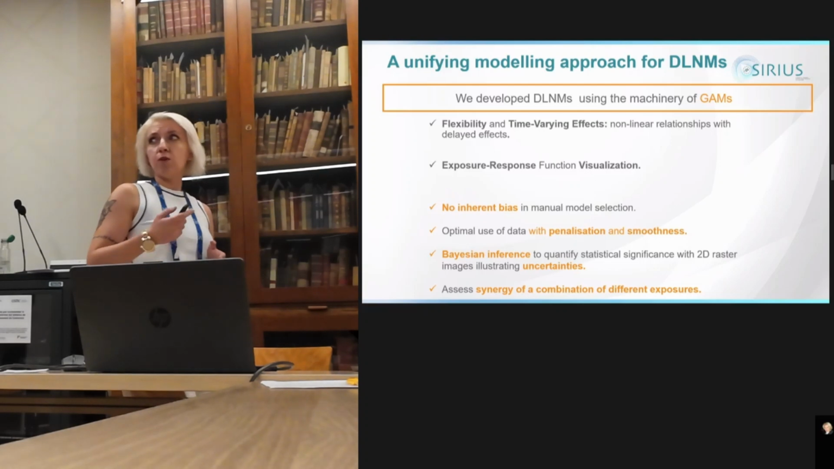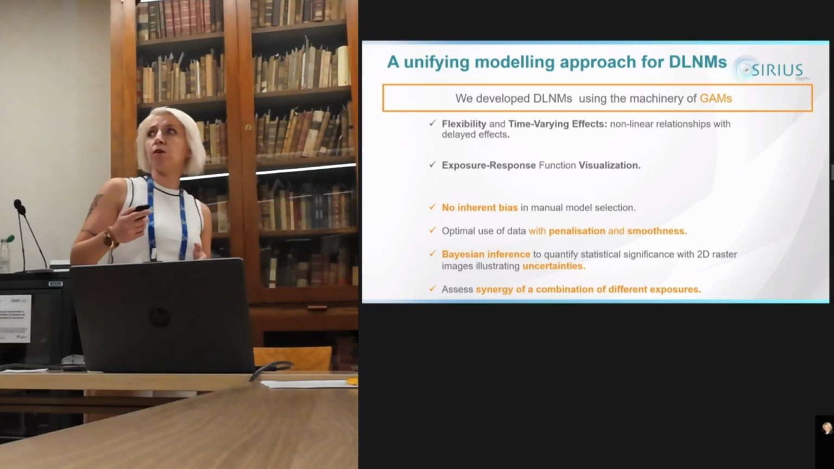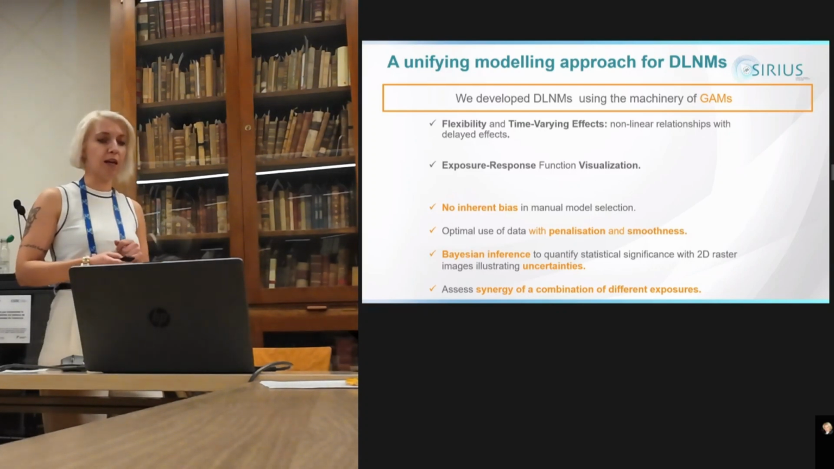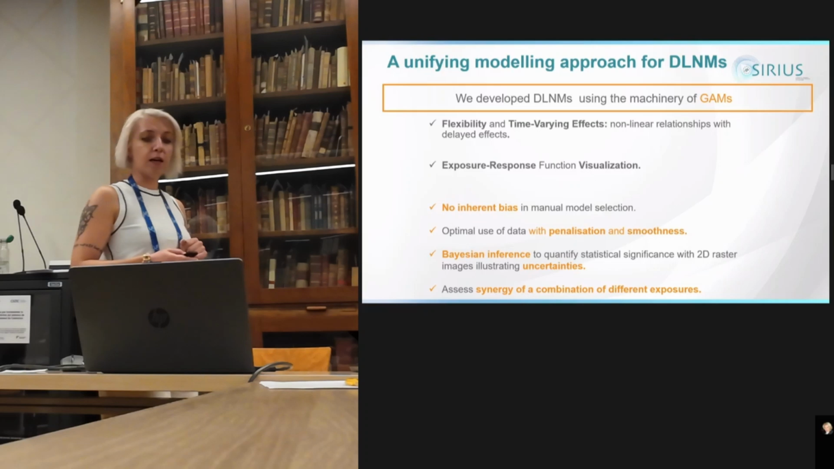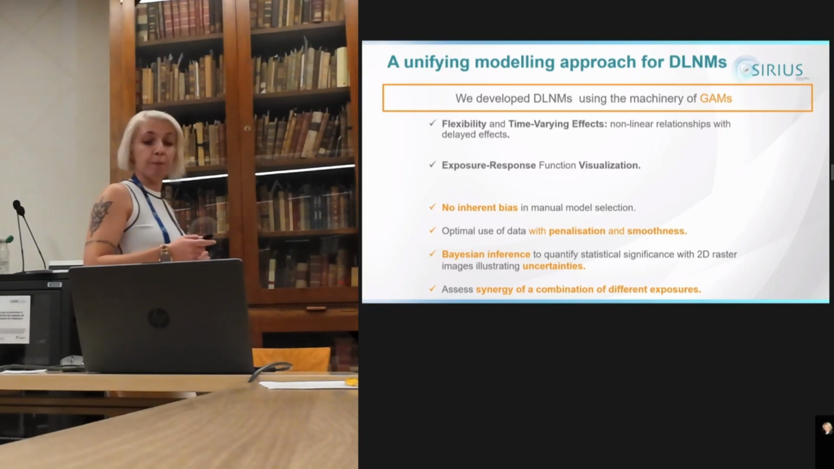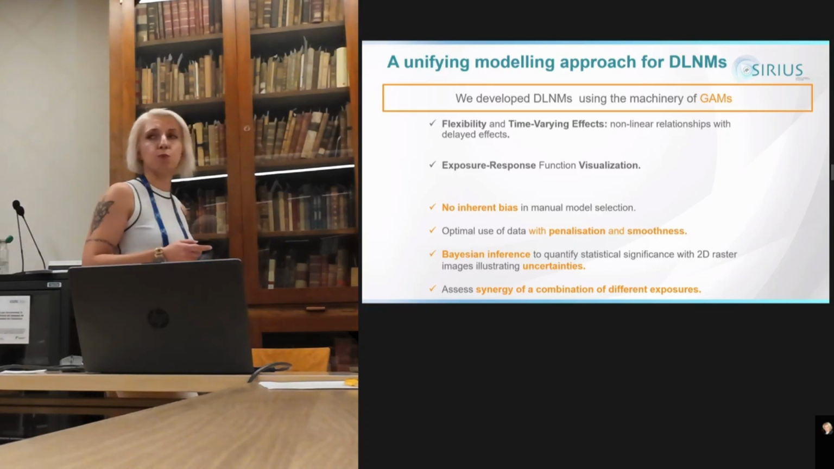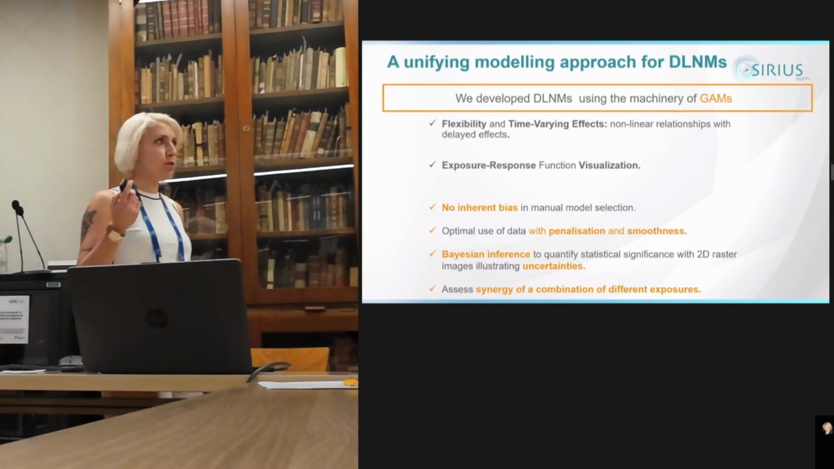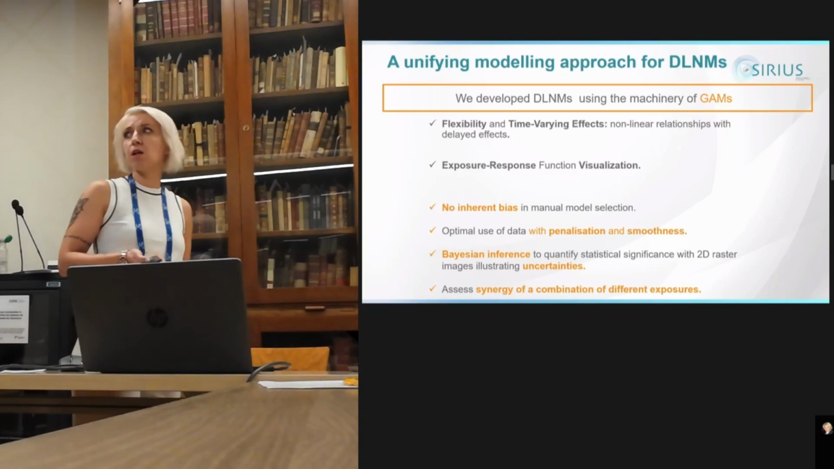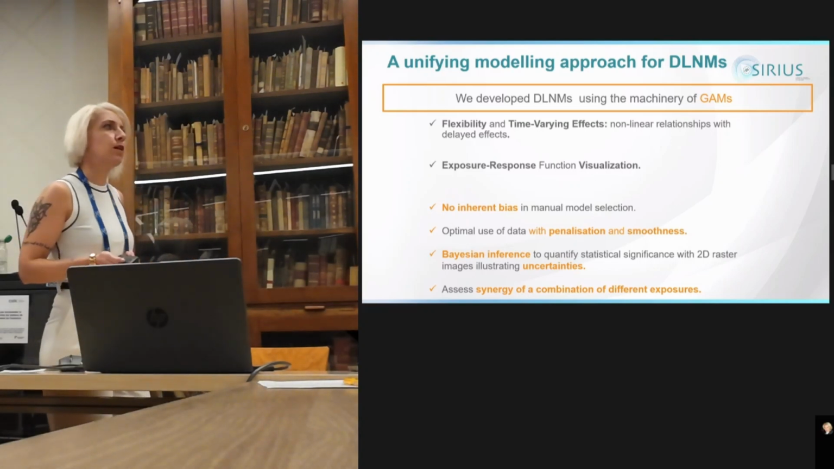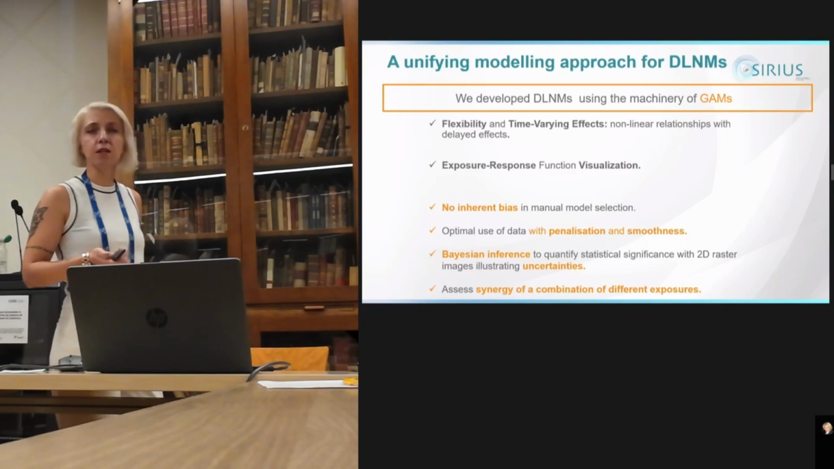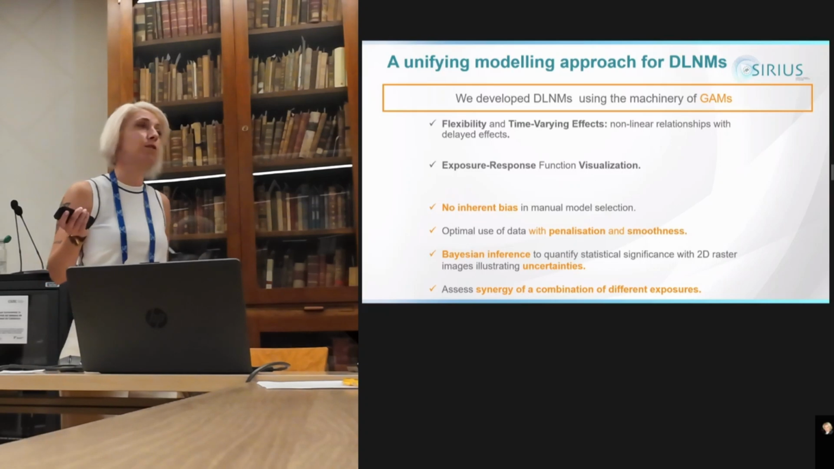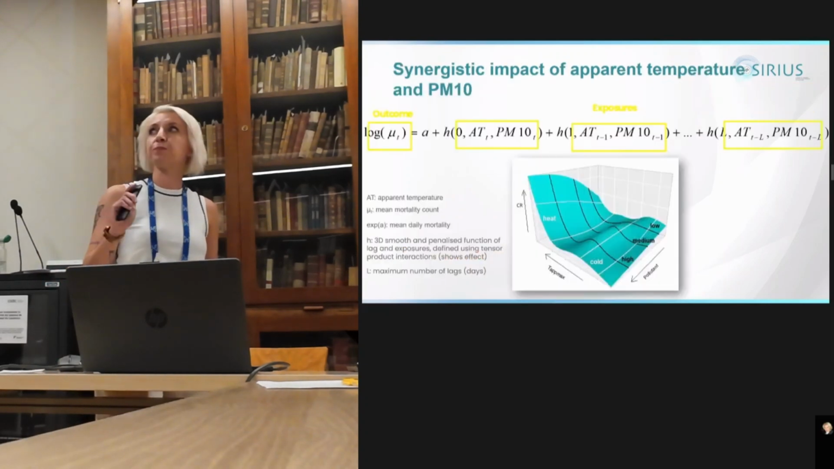And by using the machinery of GAMs, we no longer had the inherent bias of manually selecting our models. And through penalization and smoothness, we made optimal use of our data. In addition, with Bayesian inference, we were able to quantify the statistical significance of our results, and we illustrated the uncertainties with two-dimensional raster images.